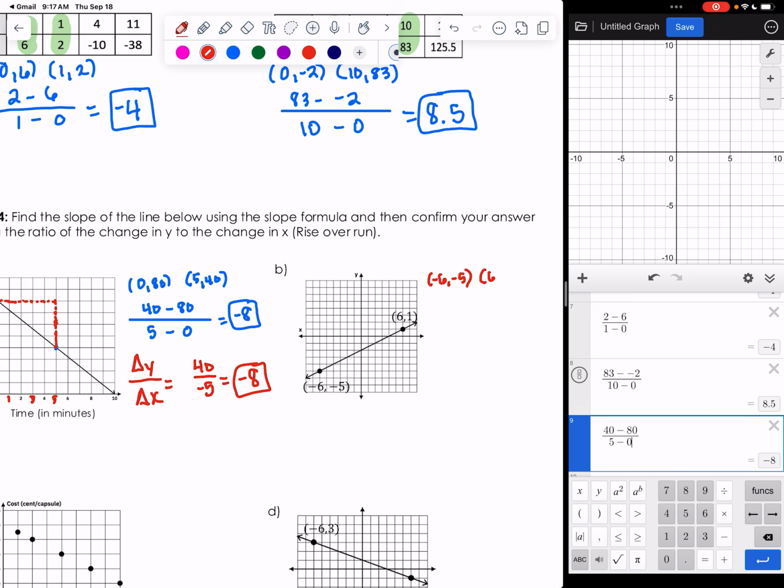And positive 6, positive 1. So those are the points they want you to use in this problem. Since they already labeled them for us, we'll go ahead and use those 2 points. Okay. Now, I want to get the second y, which is 1, minus the first y, which is negative 5. So 1 minus negative 5. On the bottom, second x, which is 6, minus the first x, which is negative 6.